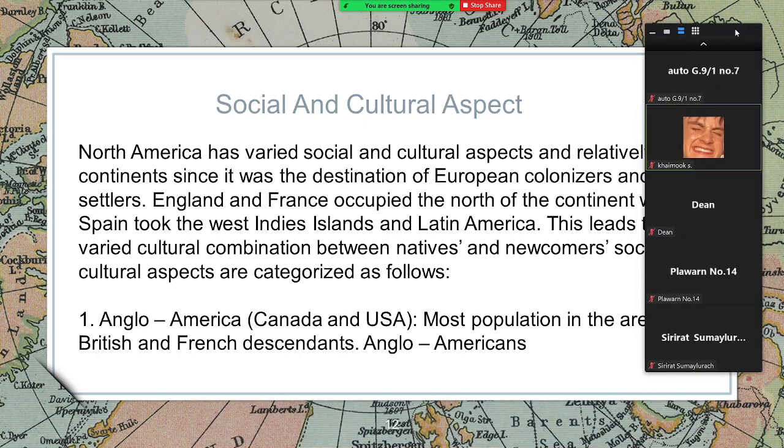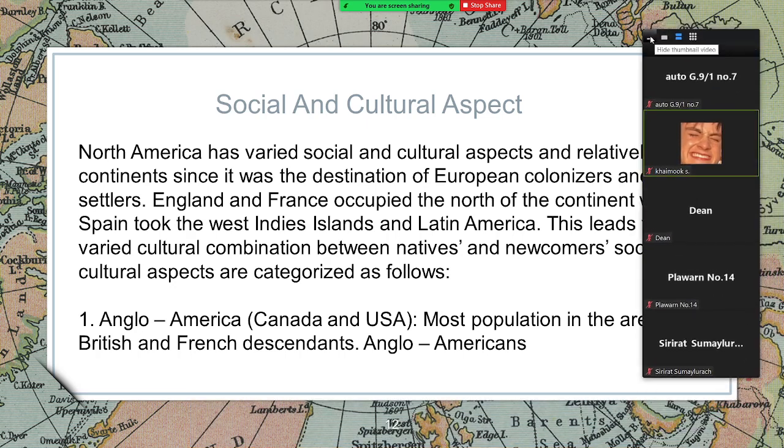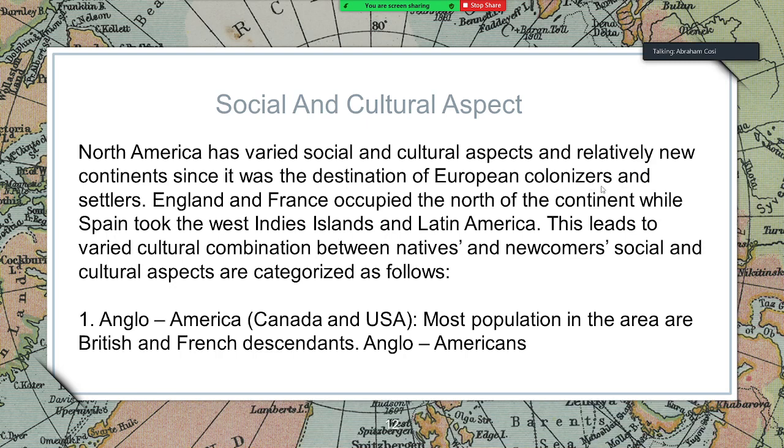It is a relatively new continent since it was the destination of European colonizers and settlers. England and France occupied the north of the continent, while Spain took the West Indies and Latin America. Meaning England and France occupied the north, so that would be countries like the United States, or USA, and Canada. Those are the northern countries in the North American continent.